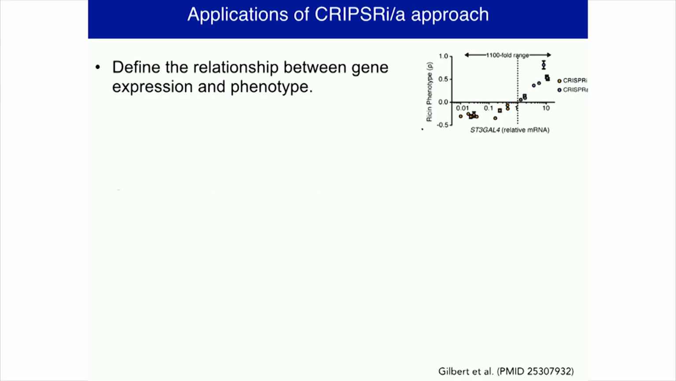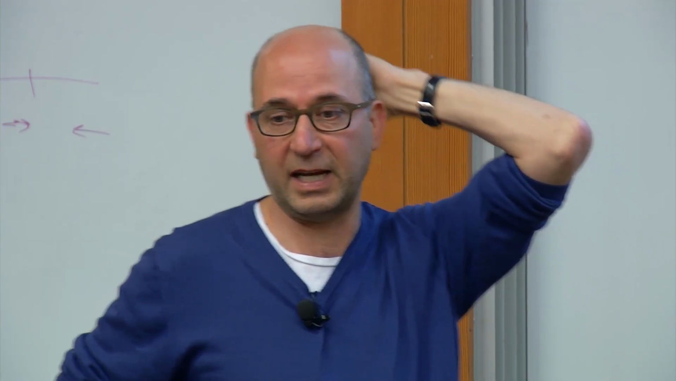And you can see there's a very nice monotonic relationship between the degree of sensitivity to this toxin and the level of this protein, SD3-Gal4. You can also see that in this particular case, once you get to about 90% knockdown, the ricin phenotype doesn't change anymore. That means effectively the residual protein is no longer having much actual function.